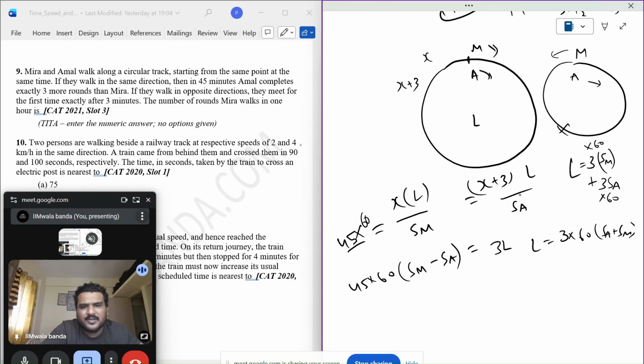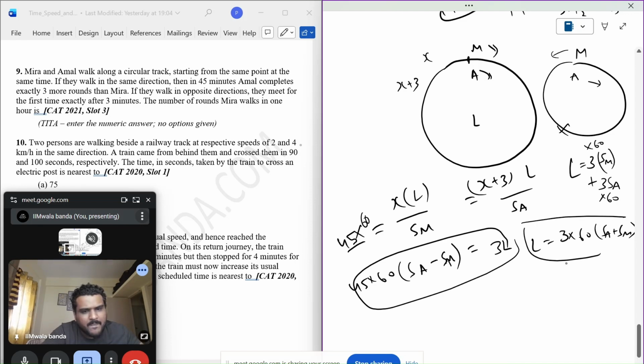3, this is this into SA. So this is bigger. So this will be SA minus SM, because obviously A is faster, right? It is covering much more distance. So I used these two and equated them and got X eliminated. So this is my first and second equation.